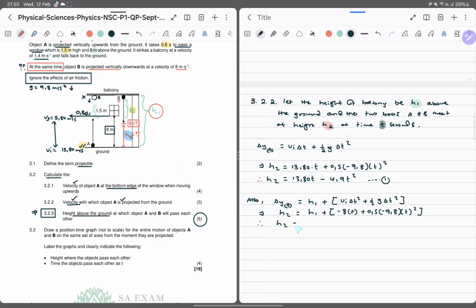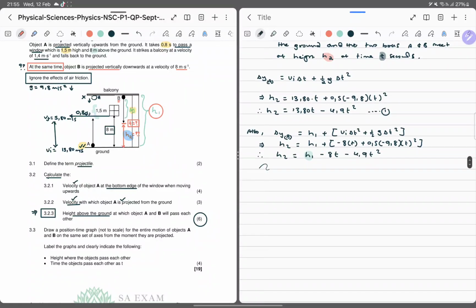So therefore h2 is going to be h1 minus 8t minus 4.9t squared. Okay, so this is very great. So we can make this equation 2, but because we still have an unknown h1, we need to justify how to deal with it.